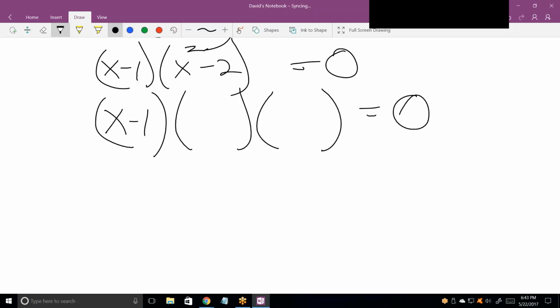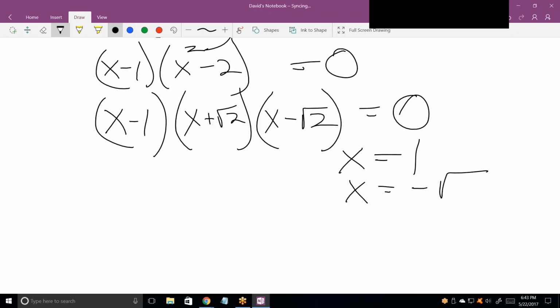What's x squared minus 2 factor into? X plus root 2 times x minus root 2. Now you have all 3 solutions. And they're all real. They're not any imaginary solutions.